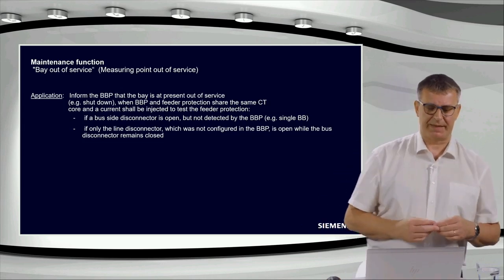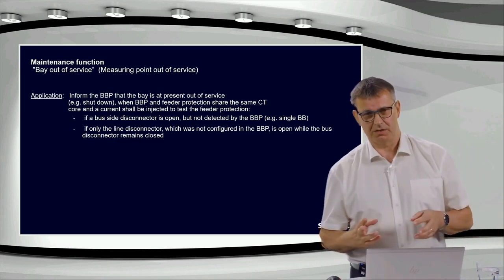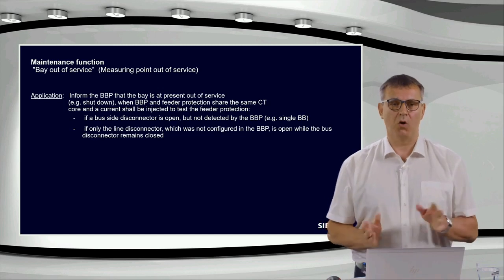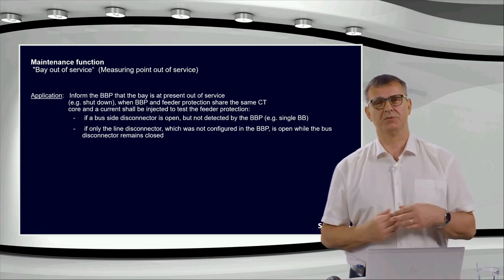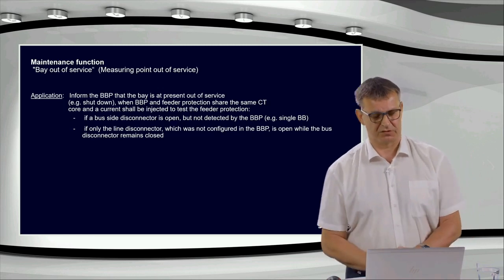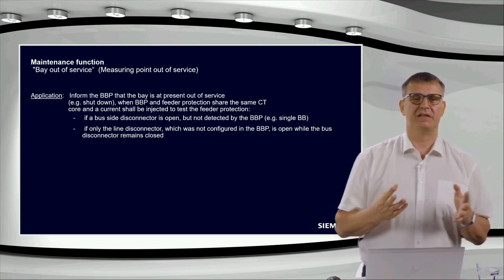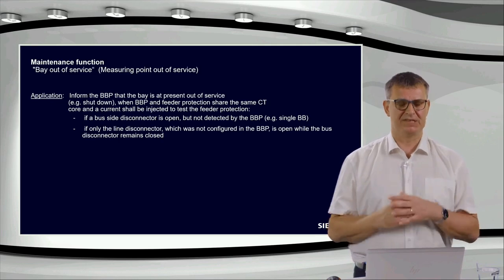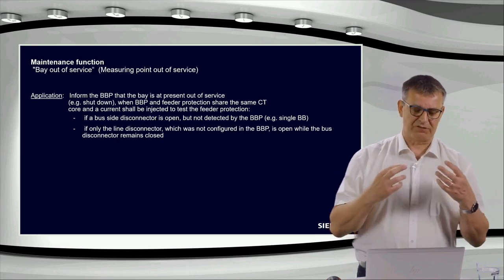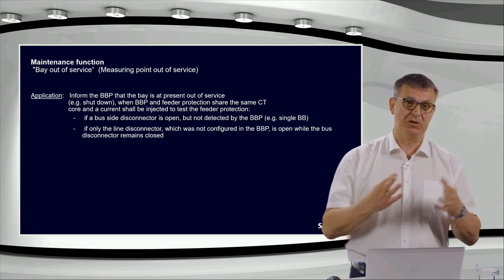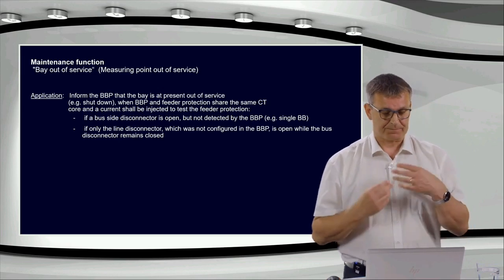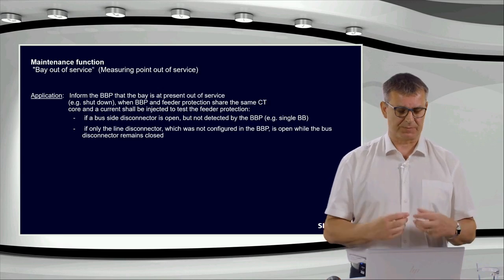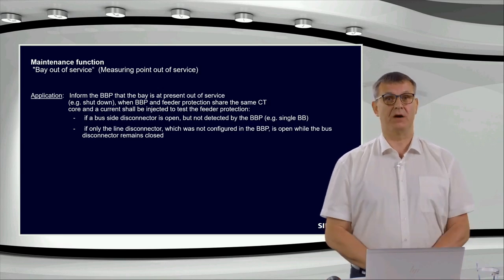If we have a bus side disconnector, it's no problem. We would open all bus side disconnectors and we would have no assignment to the selective zones. If we have assigned line disconnectors, we would also not really need this bay out of service. But if we have no bus side disconnectors, or they can't be opened on the primary side, and we haven't connected the line disconnector to our busbar protection, then we need this bay out of service.